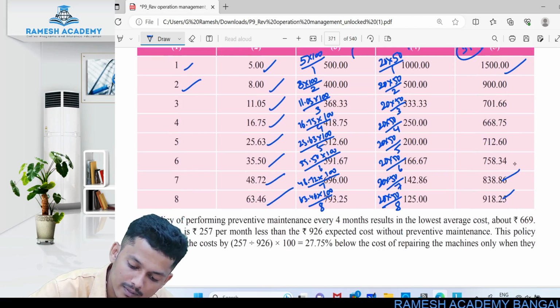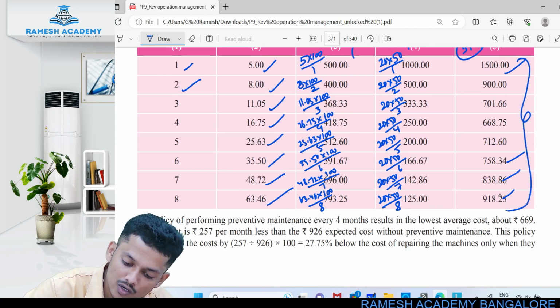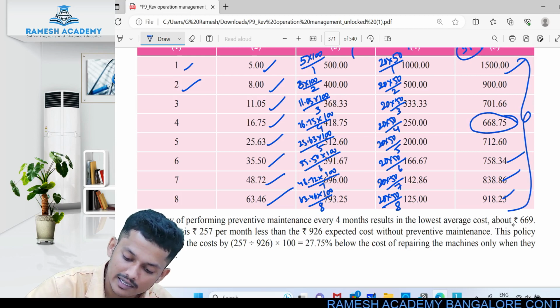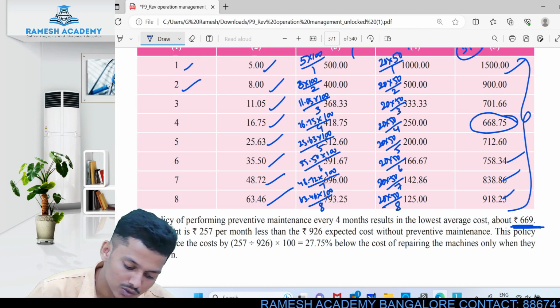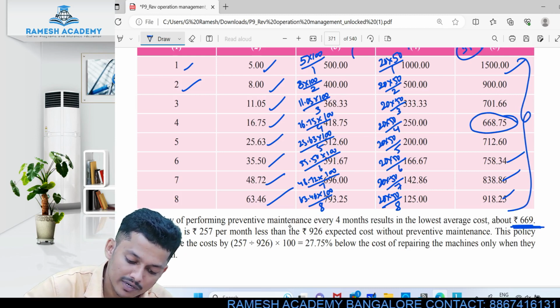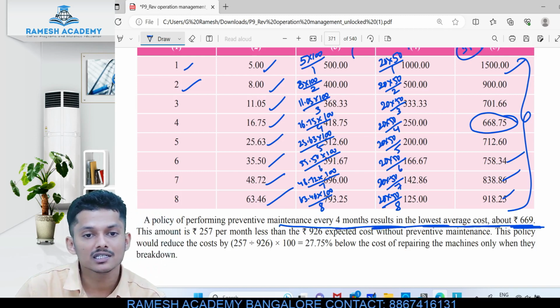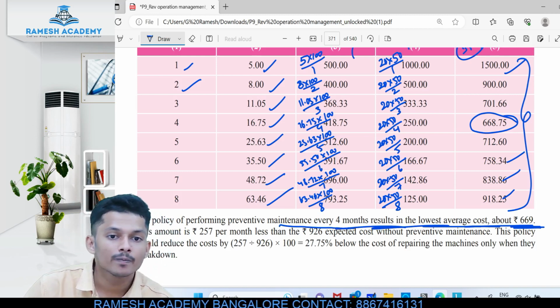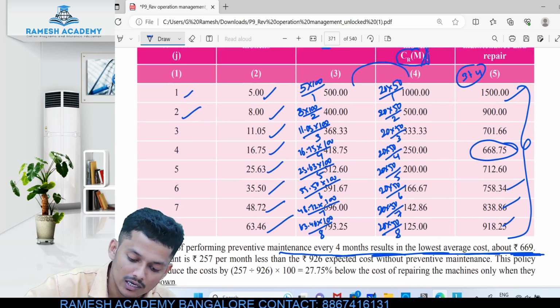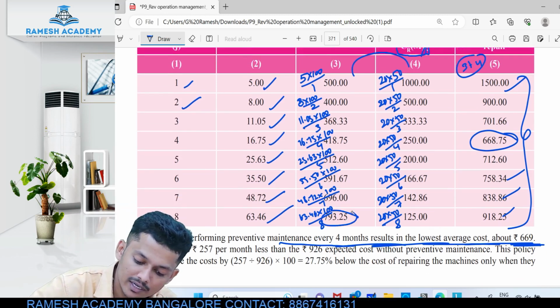Okay, total. And in this, which is the least cost? That is 668. Take that. Cost about is how much? 669. So a policy performing preventive maintenance for every 4 months results in the lowest average cost, which is 669. And now see, this is the total for the preventive cost.